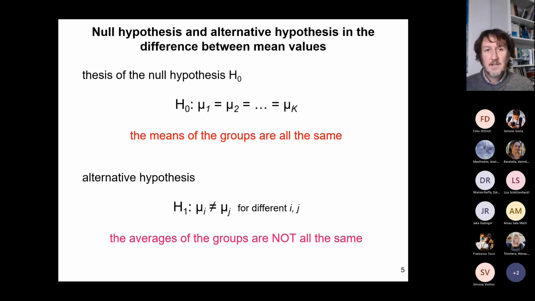Which are the null hypothesis and the alternative hypothesis in the difference between mean values? The null hypothesis is that the means of the groups are all the same. The alternative hypothesis is that the means of the groups are not all the same. We will go in depth, very in depth with this. So if any one of you has questions, please stop me and ask.